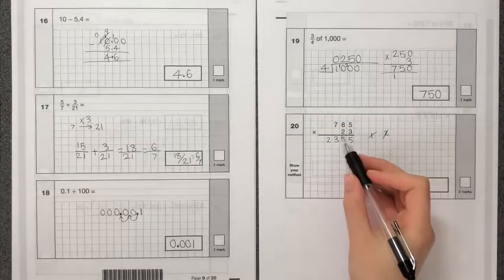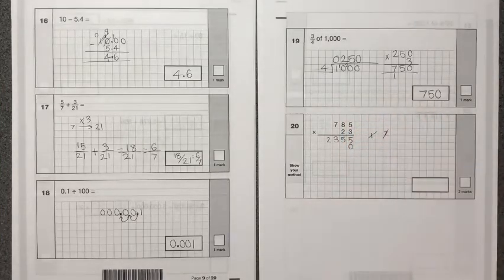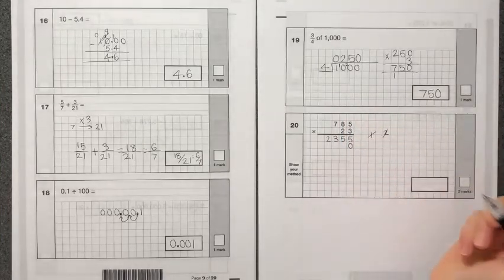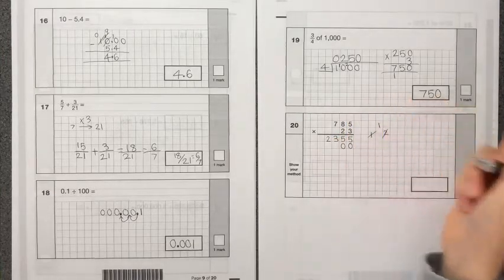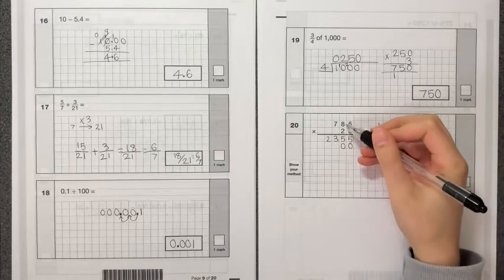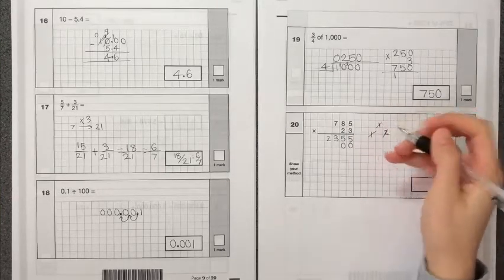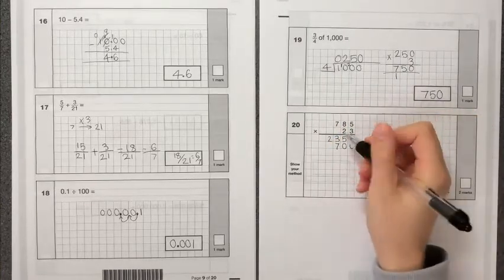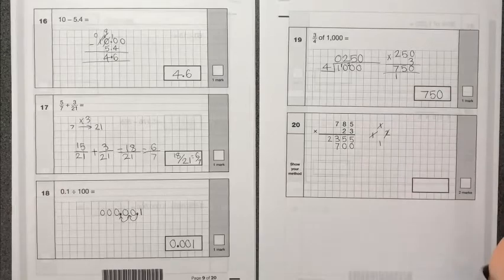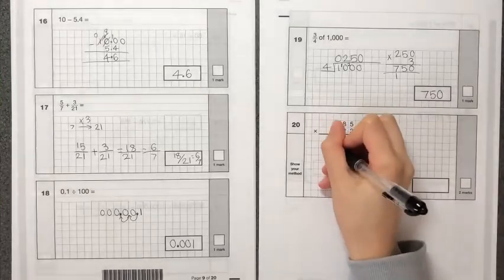Now moving on to our tens, I'm going to place a 0 down in our place value column. 2 times 5 is 10. I'm going to write the 0, carry the 1. 2 times 8, 16, plus the 1, 17, carry the 1. 2 multiplied by 7 is 14, plus the 1, 15. And we can write that like so.